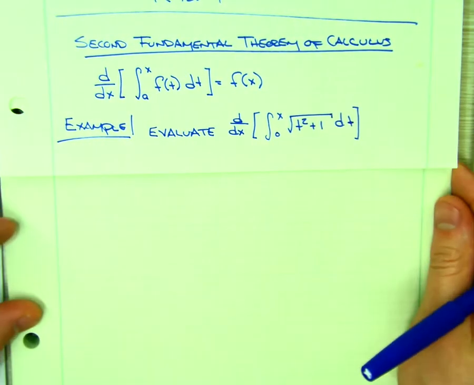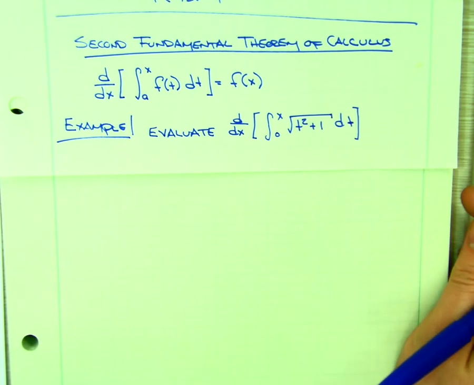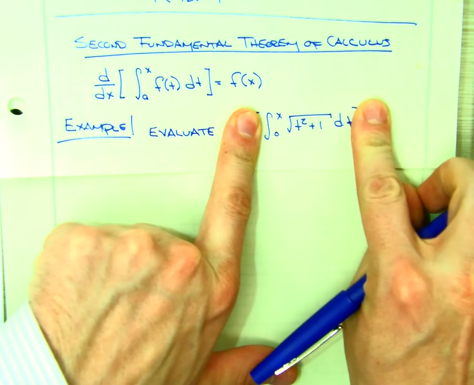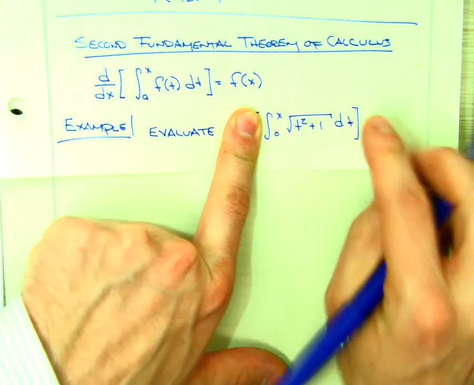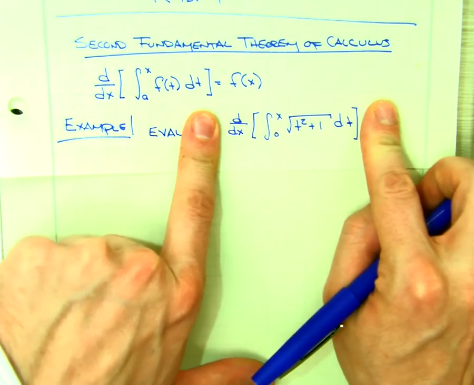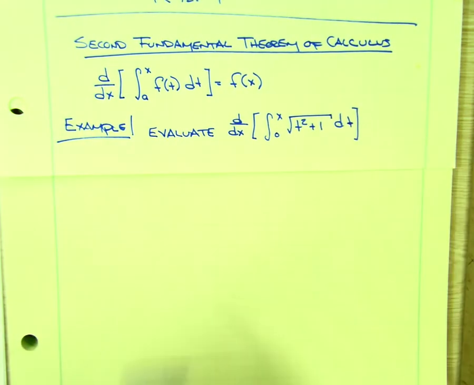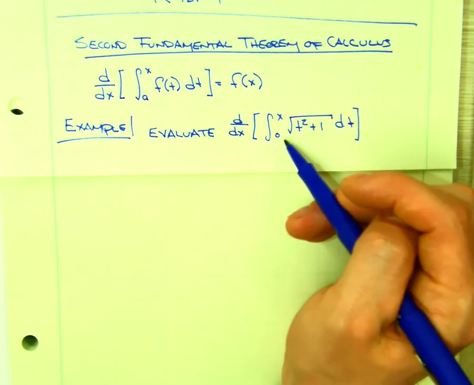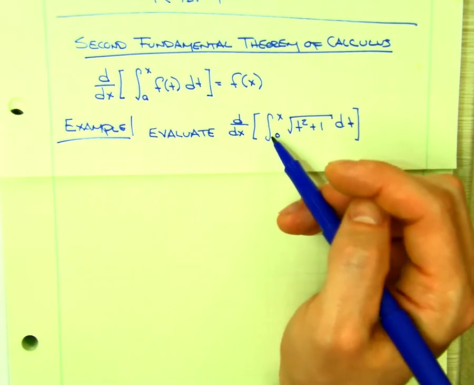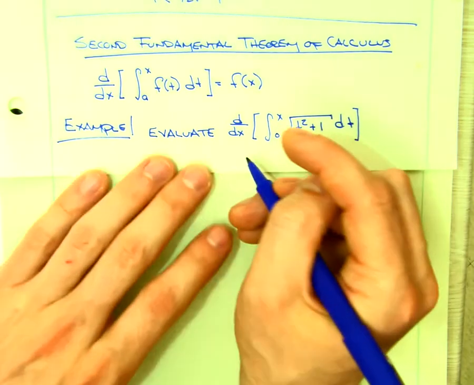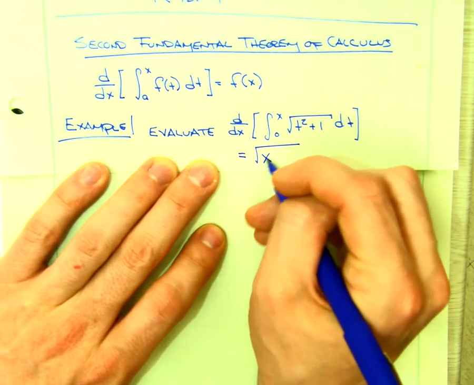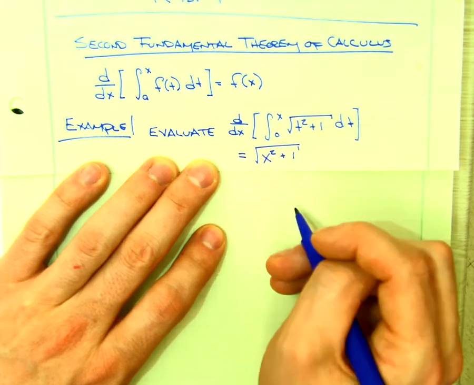Okay, so already knowing what we know about the fundamental theorem, here I've got an integral from 0 to x, right? So I've got the antiderivative of this function. I'm taking the derivative of the antiderivative. Sure enough, I've got this function and it's continuous from 0 to x, so that's fine. Basically, I can just rewrite this and say that this is going to be equal to the square root of x squared plus 1, right?